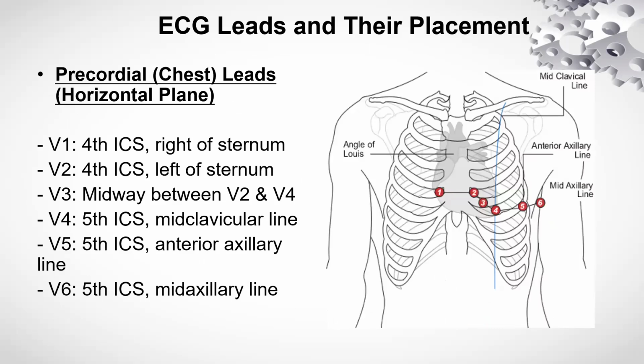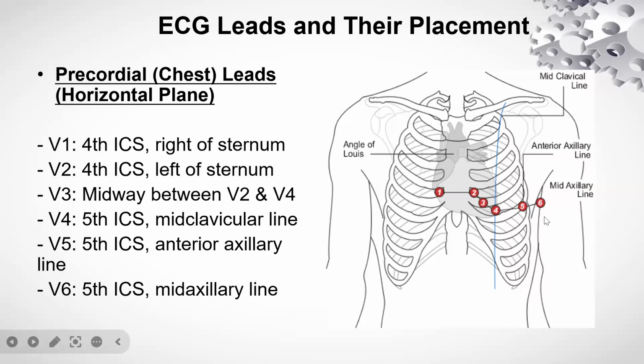The precordial leads or the chest leads are what we know as the horizontal leads, from V1 to V6. So V1 is at the 4th intercostal space, right of the sternum, like you can see. V2 is also at the 4th intercostal space, but this time on the left side of the sternum. V4 is at the 5th intercostal space, mid-clavicular line. This is the mid-clavicular line. And in between V2 and V4 is where you place the V3 lead.